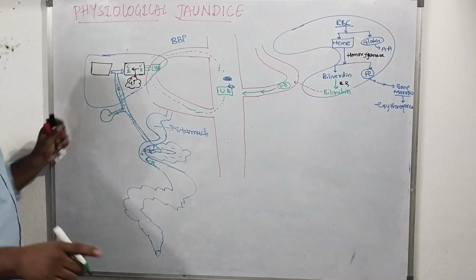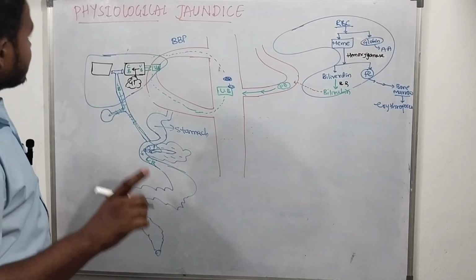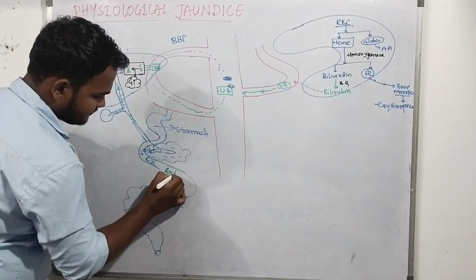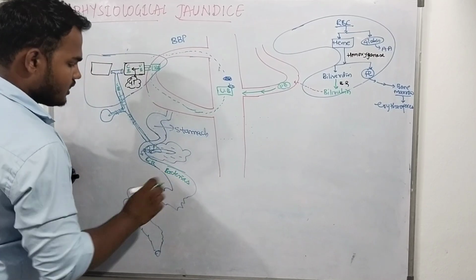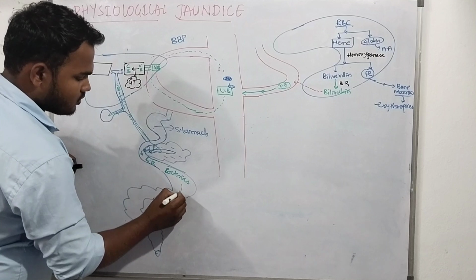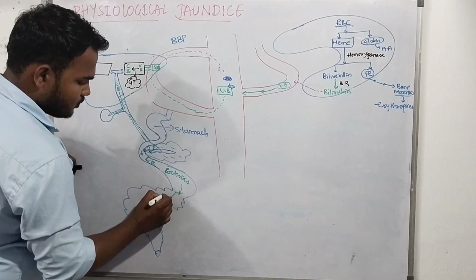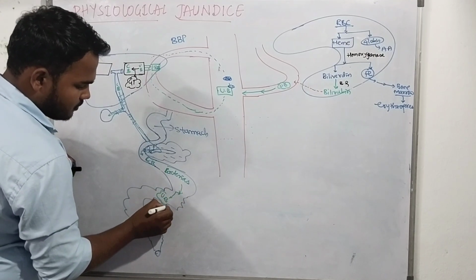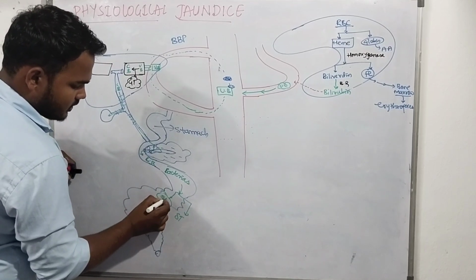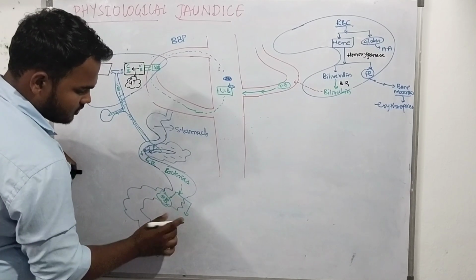Here, in the physiological jaundice, let us concentrate here. That is in the physiological jaundice. Here some bacteria are there. Bacteria, and those bacteria convert conjugated bilirubin into two forms. One is urobilinogen, another is stercobilinogen. Okay, one is stercobilinogen, another is urobilinogen.